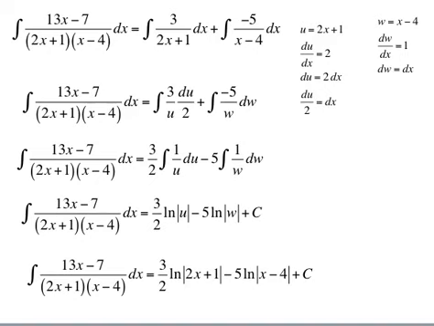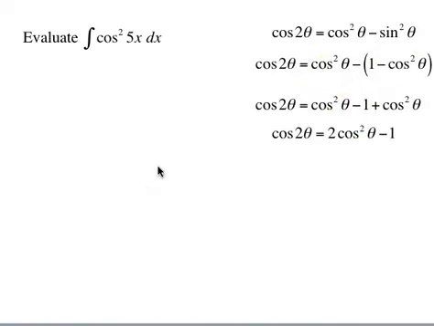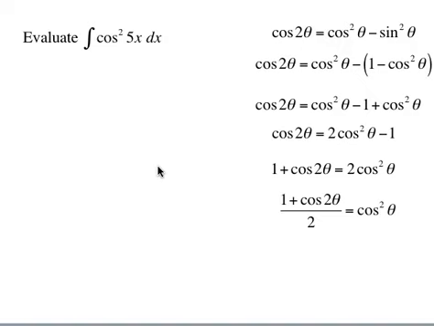Our last question is the integral of cosine squared of 5x dx. To do this, we're going to go ahead and use a double angle identity. Cos 2 theta is cos squared theta minus sine squared theta. Rewrite sine squared theta as 1 minus cos squared theta. Distribute the negative. Minus 1 plus cos squared theta. The right hand side, cos squared theta plus cos squared theta, 2 cos squared theta minus 1. Add 1 to both sides. 1 plus cos 2 theta is 2 cos squared theta. Divide by 2, a half plus a half cos 2 theta is cos squared theta.